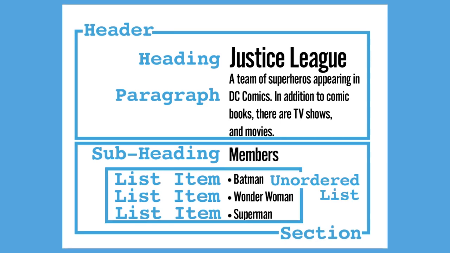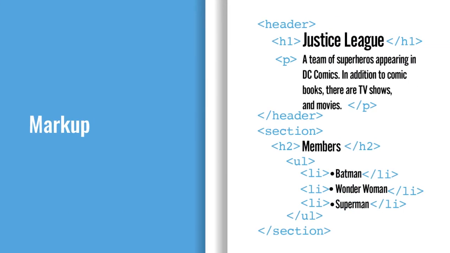The list items work together as a list. Because this list is not in any particular order, it will be labeled with unordered list. Now that we've identified and labeled our individual pieces of content, as well as the groups that they belong to, we can change those labels into HTML markup. And that's semantic HTML, taking the content and giving a label that matches that content.